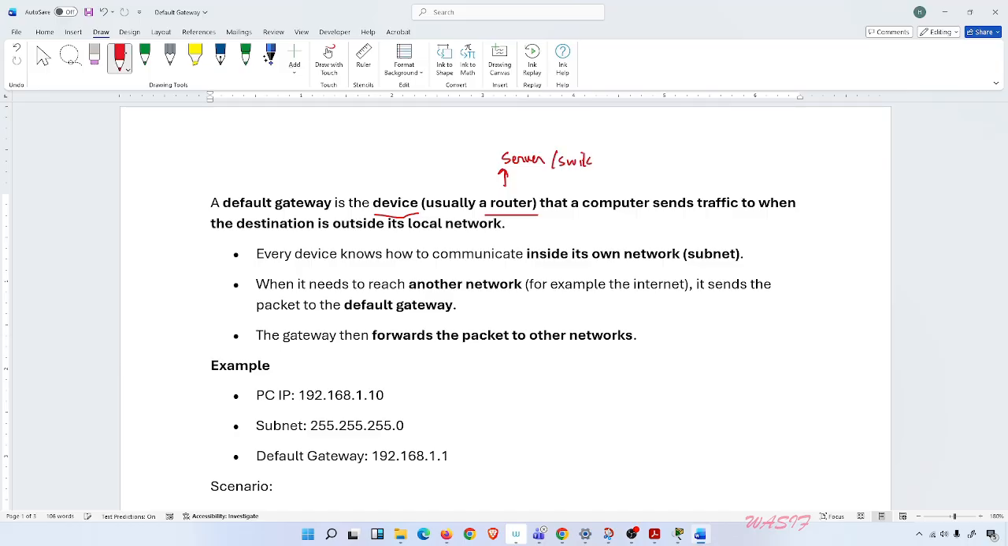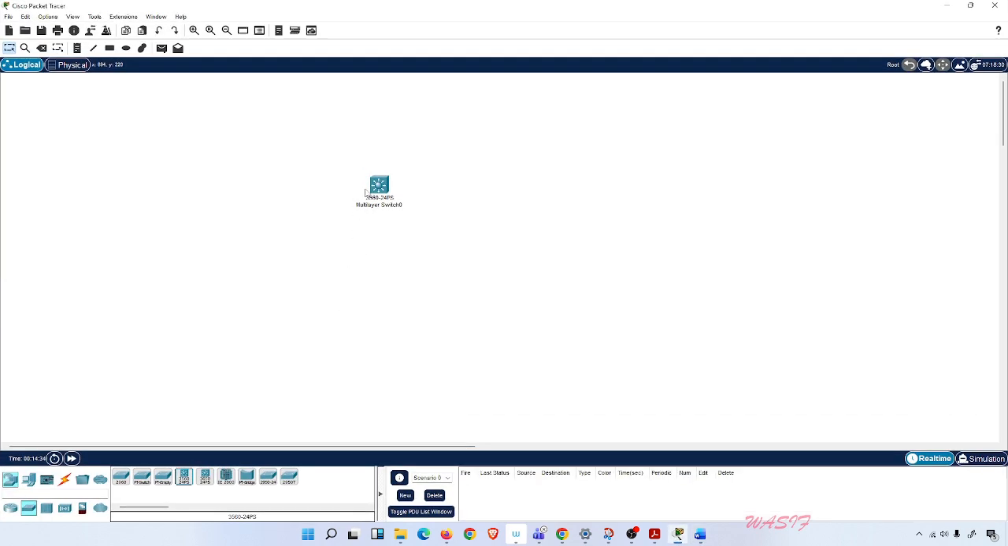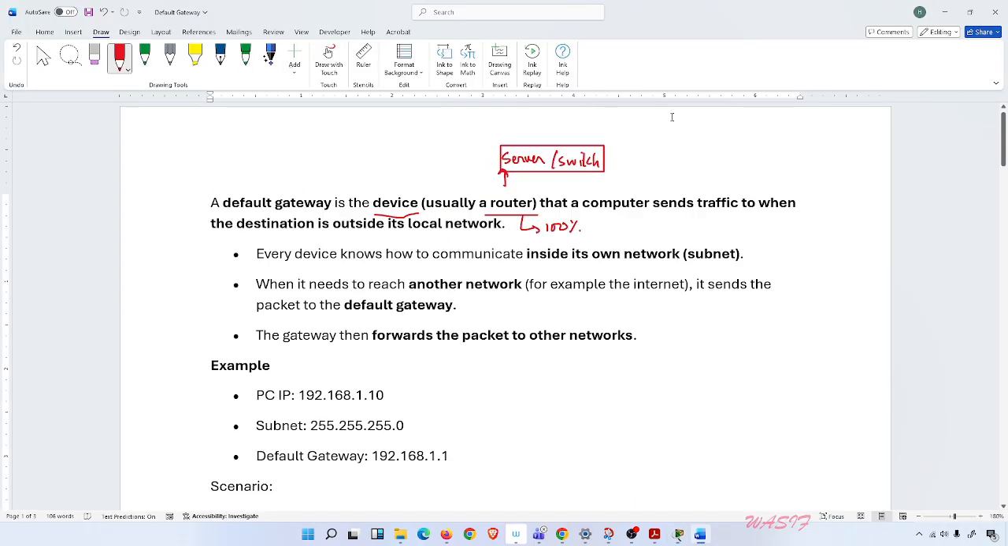Now, depending on which level you are, at an entry level, don't think of a server or a switch, okay? At an entry level, it is 100% always a router, okay? So there can be situations where it can be a switch as well, okay? For example, if you look at here, this is a type of switch which is a layer 3 switch. Usually, a regular switch can never be a default gateway, but this kind of switch can be a default gateway. Again, it depends on a lot of things, okay?